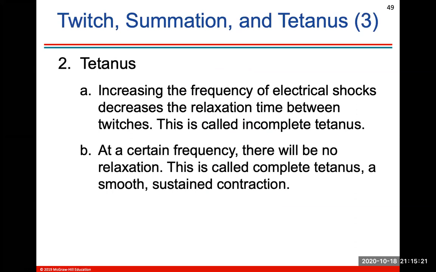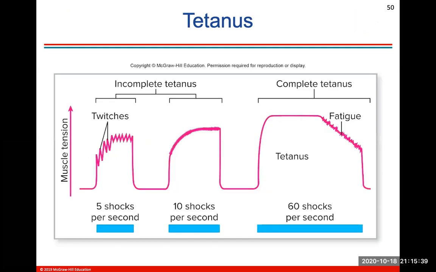Tetanus refers to increasing the frequency of electrical shocks, which decreases relaxation time between the twitches. This is called incomplete tetanus, whereas at a certain frequency, there will be no relaxation. And this is called complete tetanus, which is a smooth, sustained contraction. And this is shown here in these pictures in the graph.